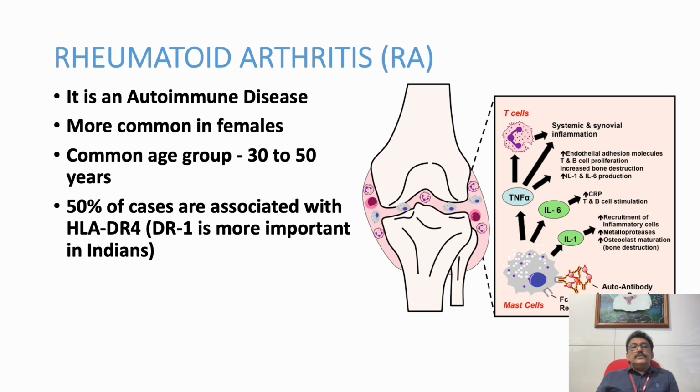You can see the joint here. Joint is destroyed by antibodies. When it is destroyed, the tips of the bones can have friction. There will be edema. There will be joint destruction. So many abnormalities can be there in the joint. So it's an immune-mediated inflammatory disease of the joint. But these joint disorders mainly affect the smaller joints, not the larger joints. That is also very important.